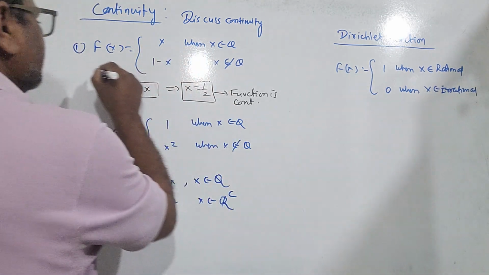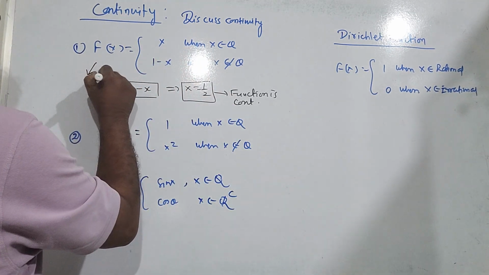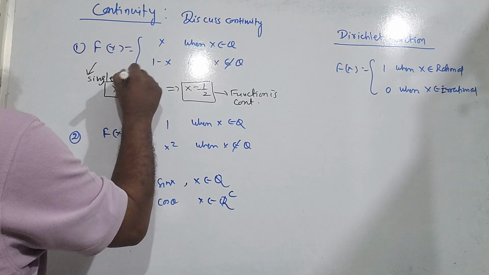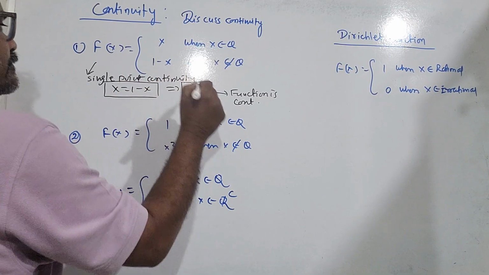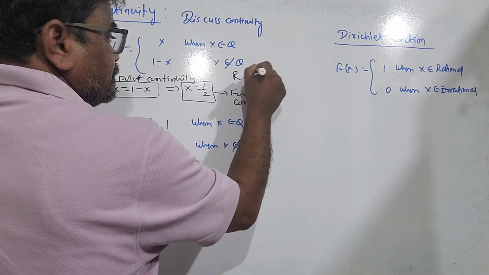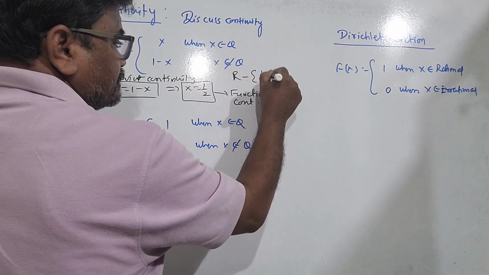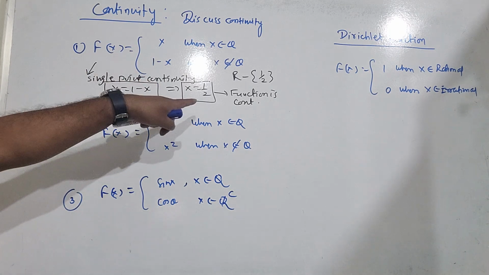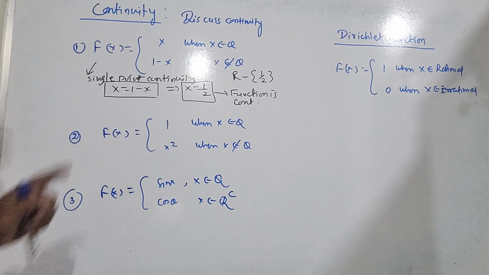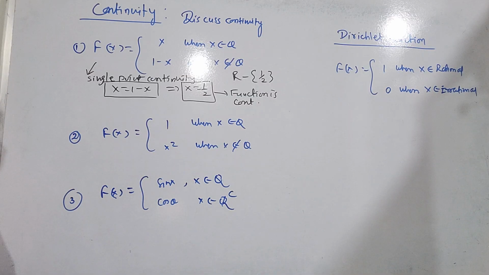So this is single point continuity, we can also say. So this is discontinuous in all the real numbers except 1 by 2. So at all real numbers except 1 by 2, the function is discontinuous. It is only continuous at x equal to 1 by 2.